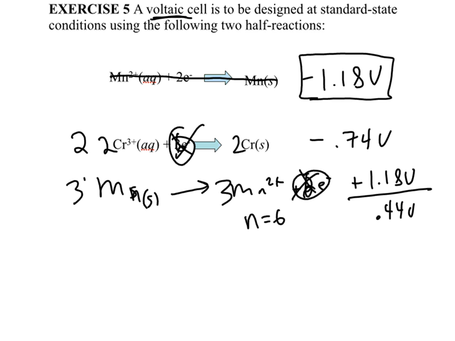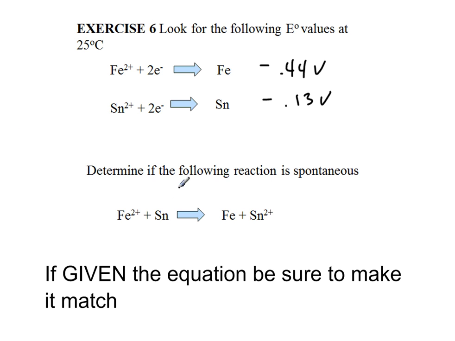The other thing they do is if they give you the equation, you make it match the equation. You don't always blindly just flip it. If they give you the equation, it means chances are it probably won't be spontaneous. So if I look, they gave me the equation right here. Fe2 plus has to be on the left, so in this one I keep that there. If you notice, Sn is a solid, which means this one has to be flipped.